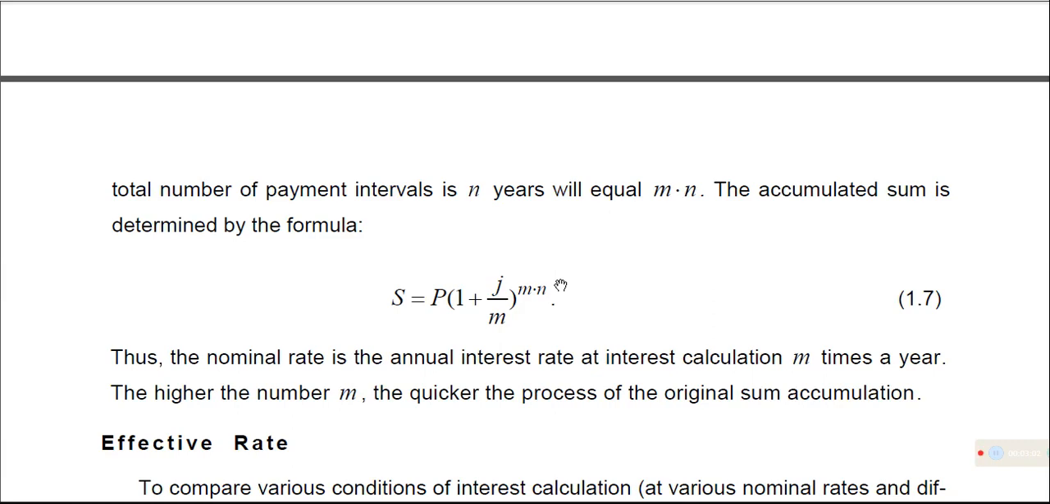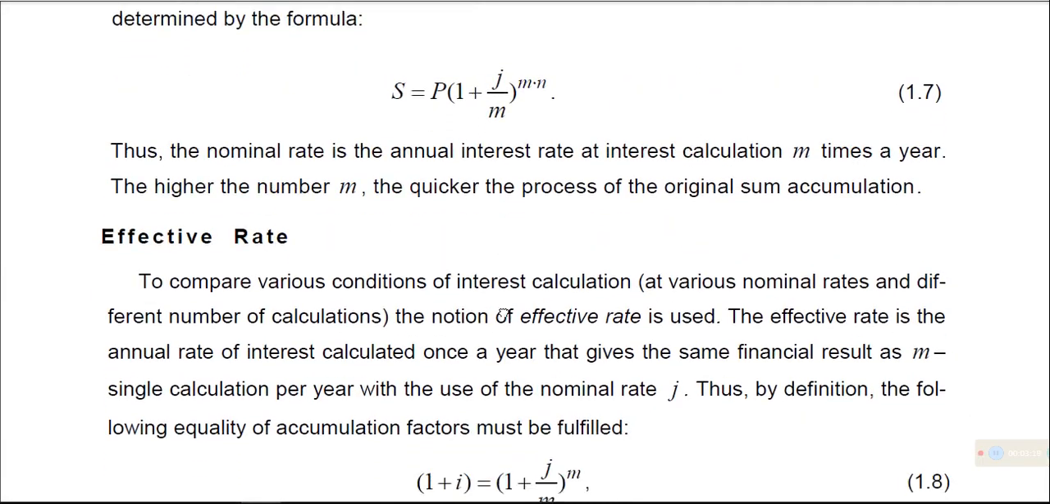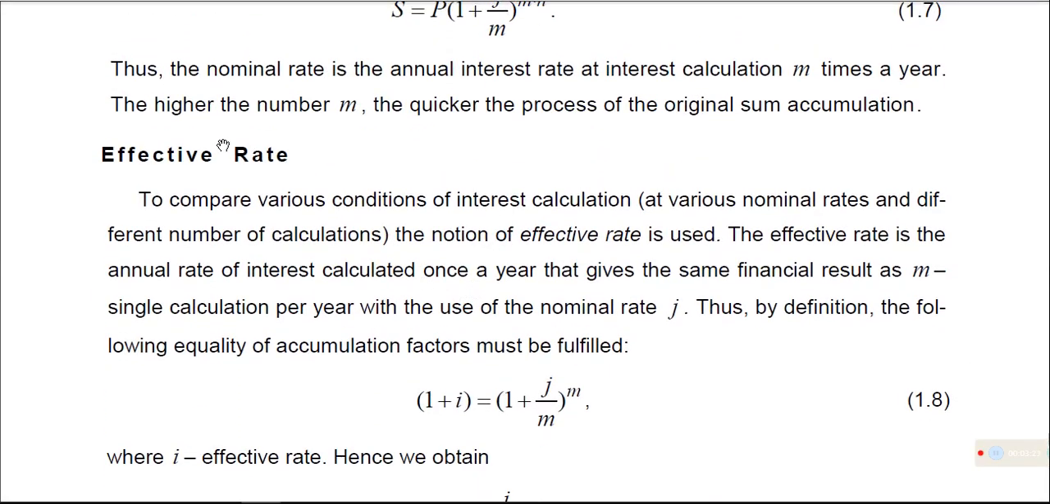Okay, our formula is given by S is equal to P, open parenthesis 1 plus J over M, raised to the power of M multiplied by N. So please take note of this formula. We're going to use it later. So now let's talk about the effective rate.